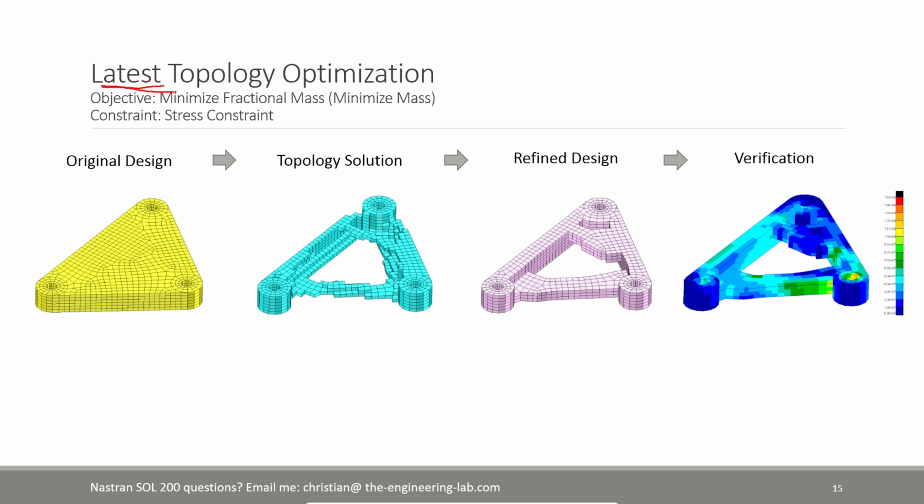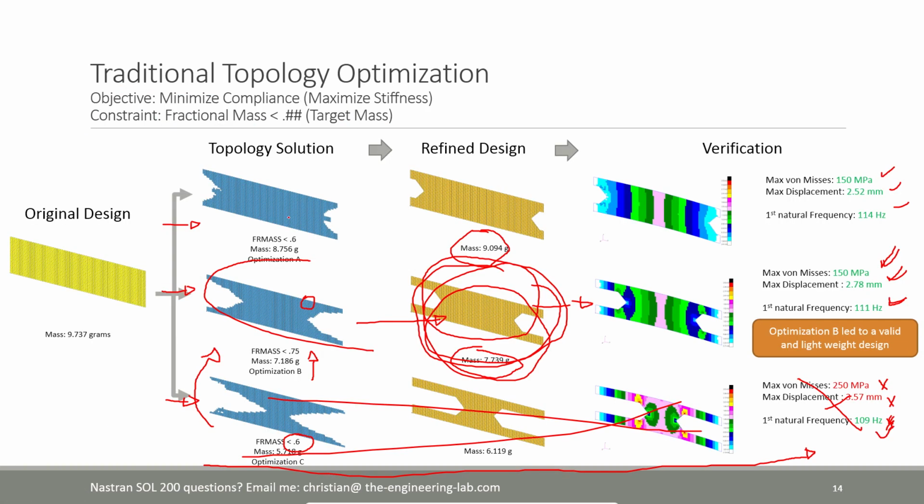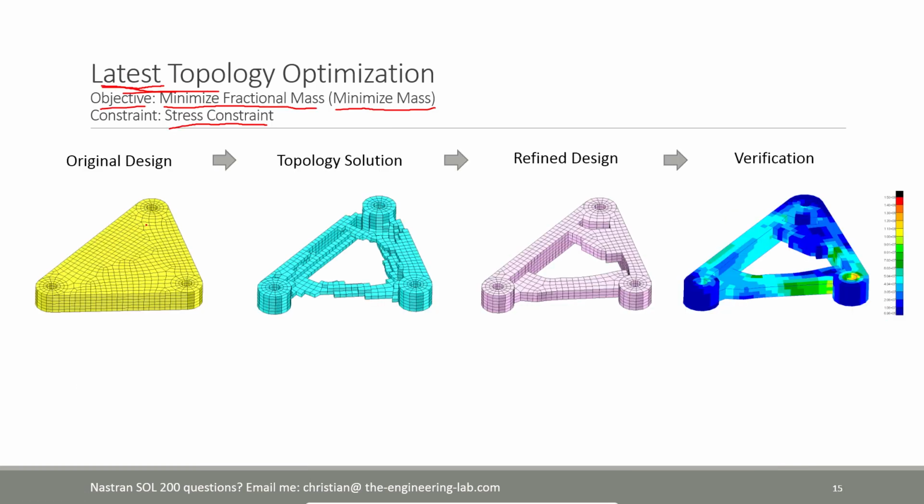Now, what about the latest topology method? This is more intuitive. Like I said, this was available starting in 2016, I believe. Here, the objective is to minimize the fractional mass. In other words, minimize the mass. So here already, the process is more intuitive. Number 2, you can actually impose a stress constraint. With the traditional approach, it's really difficult to impose a stress constraint. It's so difficult that oftentimes you don't include it. Here with the latest method, you can impose stress constraints.